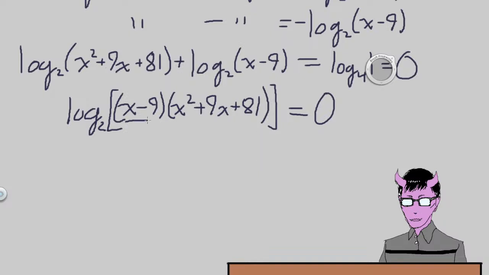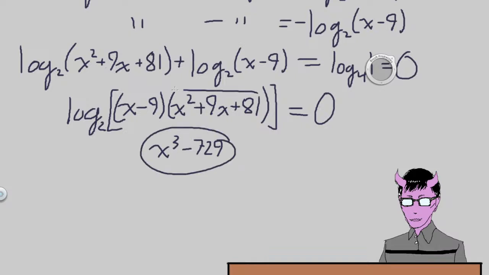Well, I hope you recognize that this is actually a factored form of a difference of 2 cubes, because this one, if you square it, takes you to here. That one, this one times this one, flip the sign, gets you to positive 9x. And then lastly, negative 9 squared gives us positive 81. So this one is actually a difference of 2 cubes: x cubed minus 729. That is that. Alright, so we have log base 2, unfortunately.